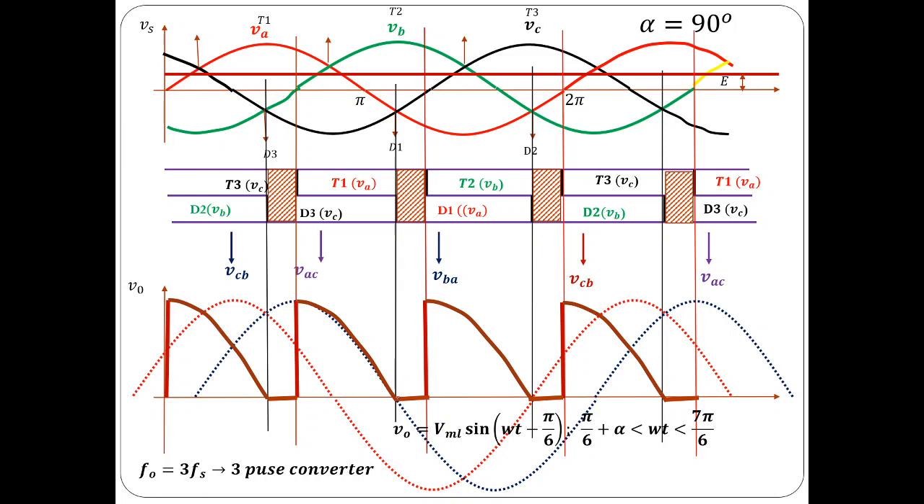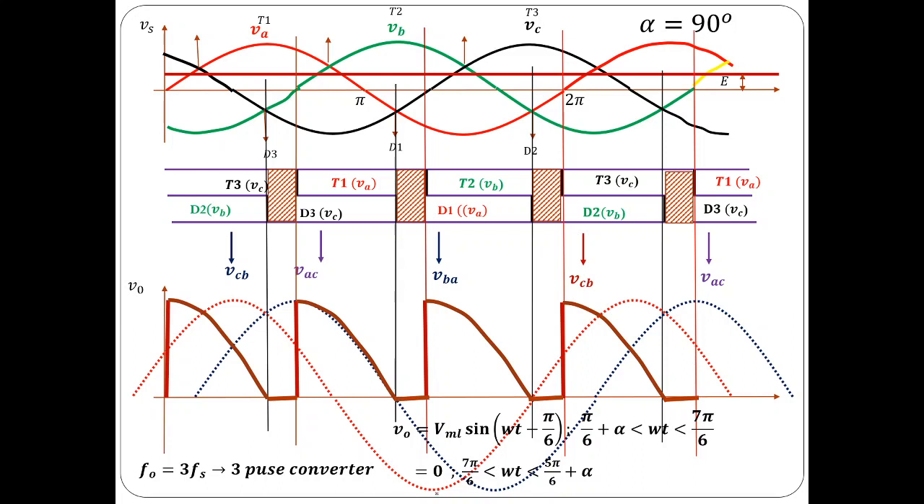So none of the thyristors or D1, D2, D3 would be in conduction mode, except the freewheeling diode. In fact, the output current is the same as the freewheeling diode current during that period, and that period is shown with this shaded region in the conduction diagram. During this period the output voltage would be 0. Again, a similar wave shape repeats every 120 degrees. From pi by 6 plus alpha to 7 pi by 6, the output voltage is the same as VAC, and then from 7 pi by 6 to 5 pi by 6 plus alpha, the voltage value would be 0.